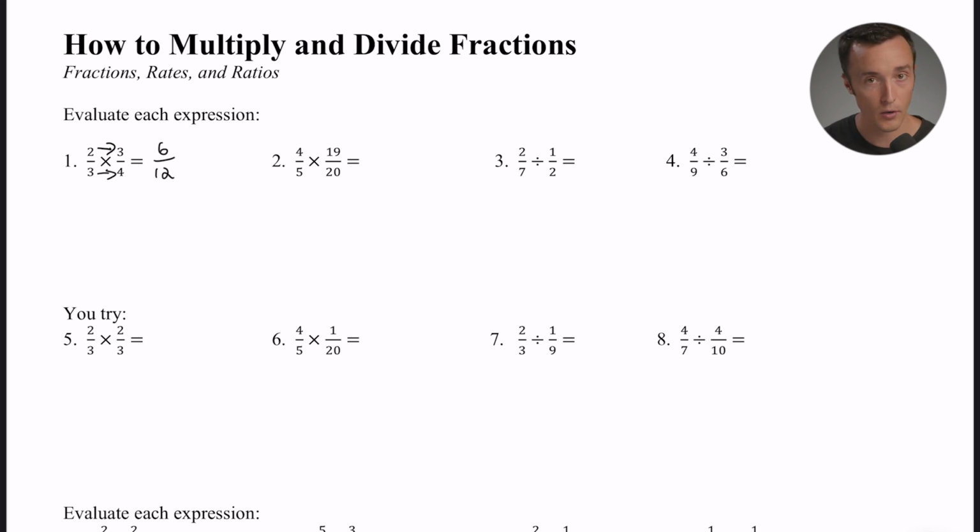So multiply straight across and then check to see if you can reduce or simplify. And 6/12 will reduce to 1/2. Okay? And that's all there is to it. All you're doing is multiplying straight across and then see if you can reduce.